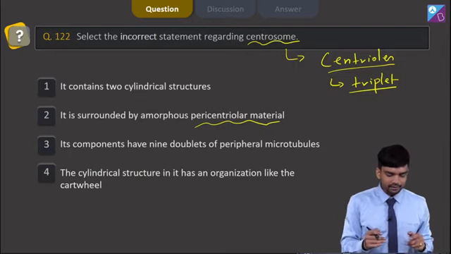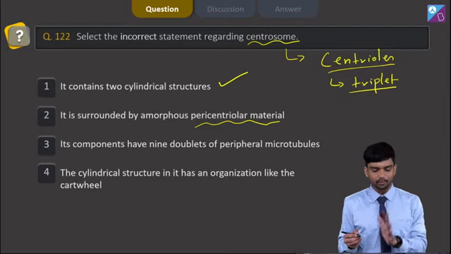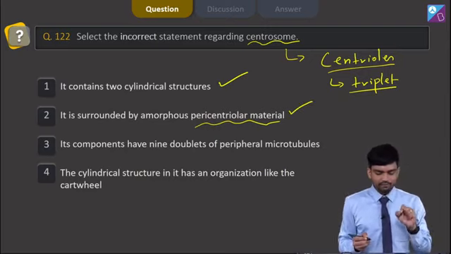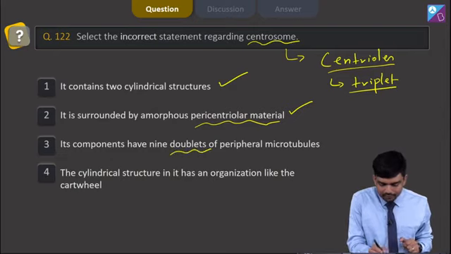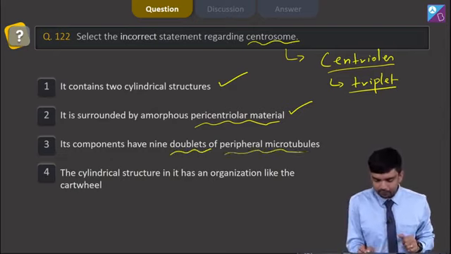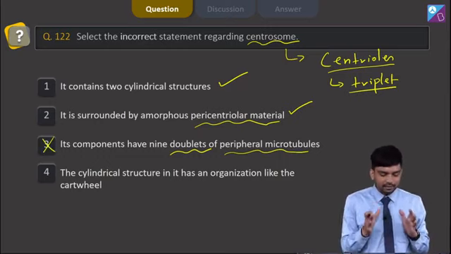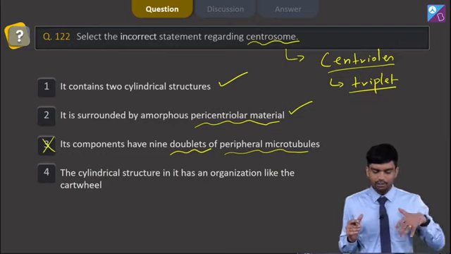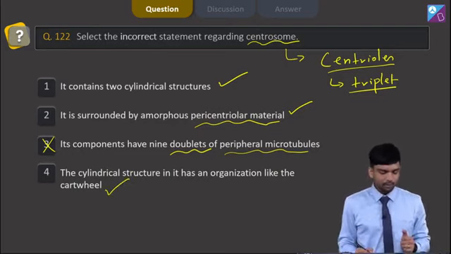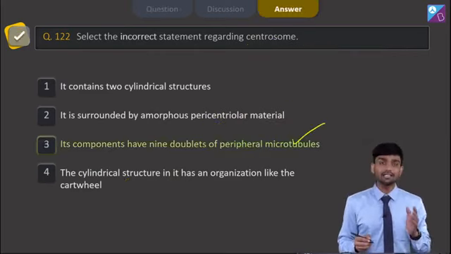The first option says it consists of two cylindrical structures, that is centriole, it is correct. It is surrounded by an amorphous pericentriole material, which is also correct. The third option says its components have 9 doublets and I told you it consists of triplets of peripheral microtubules. So this is the incorrect option here. The fourth option says the cylindrical structure in it has an organization like the cartwheel, which is also a correct option. So we have option number 3 as the right answer because it is incorrect.